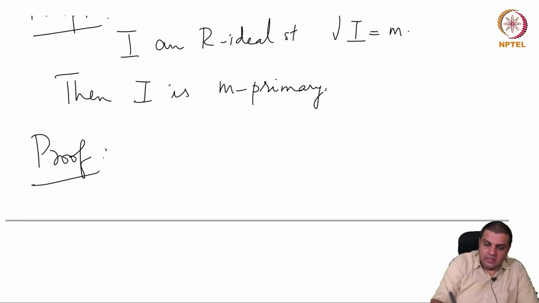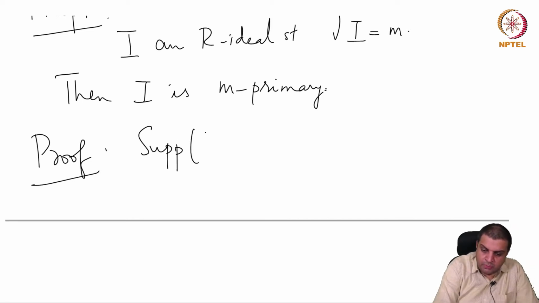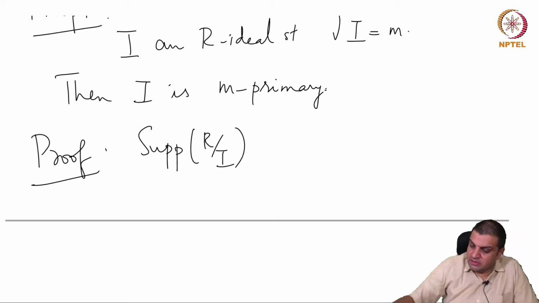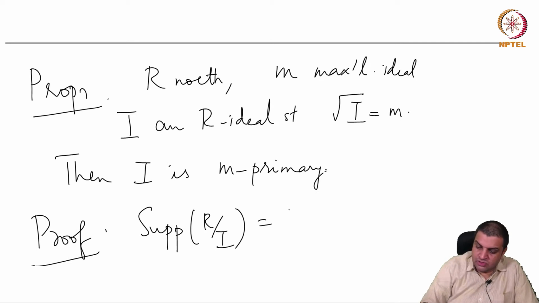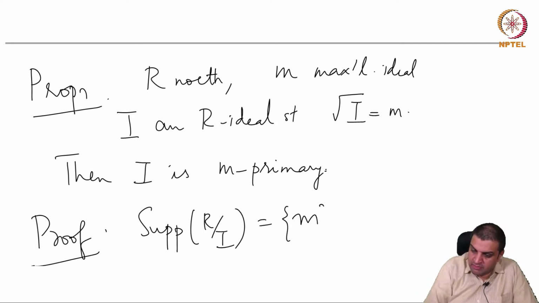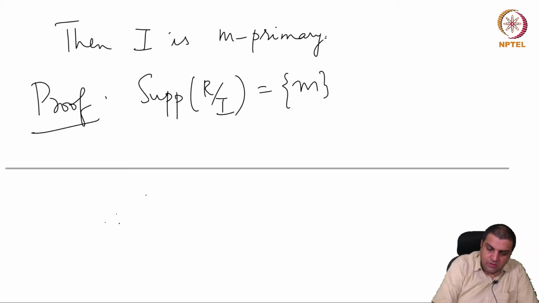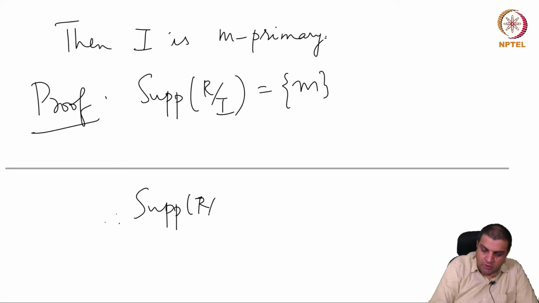Consider the support of R mod I. This must be inside the radical, so these are just the primes that would contain the radical. So this is just M. This is therefore the support of R mod I.